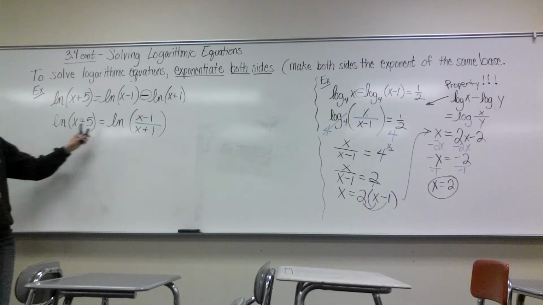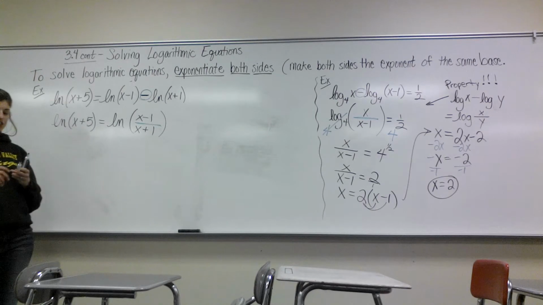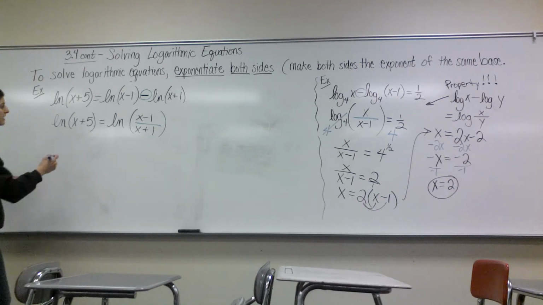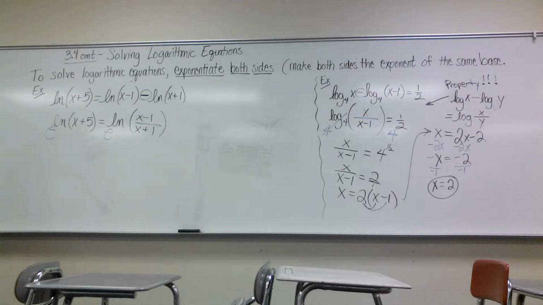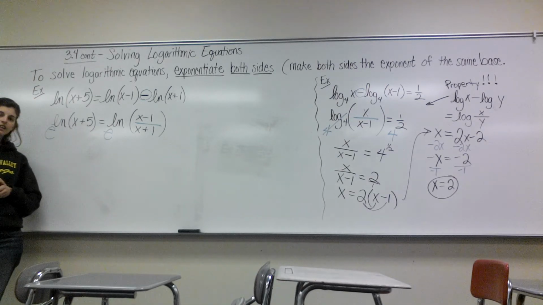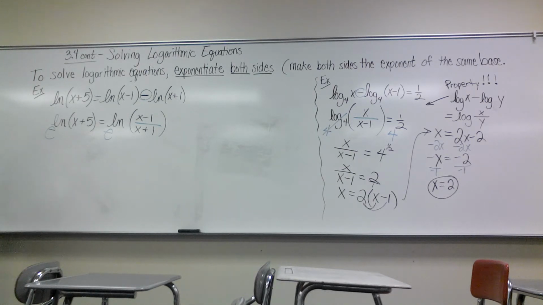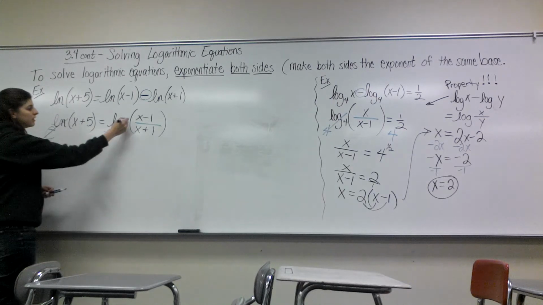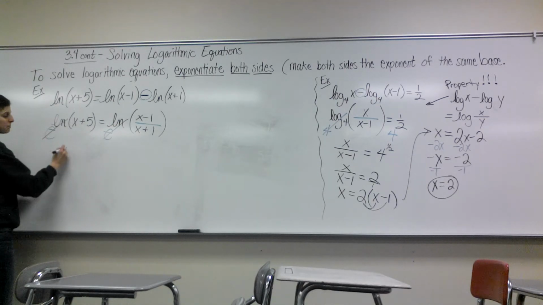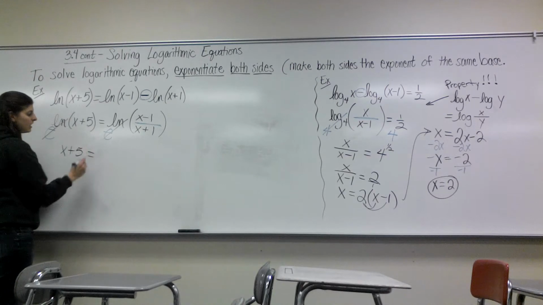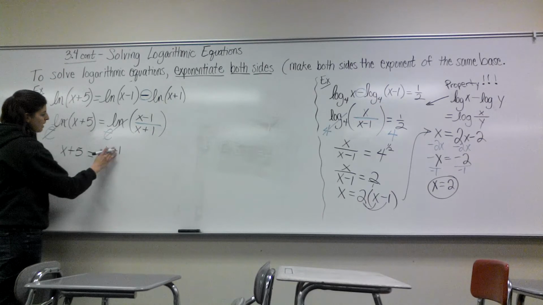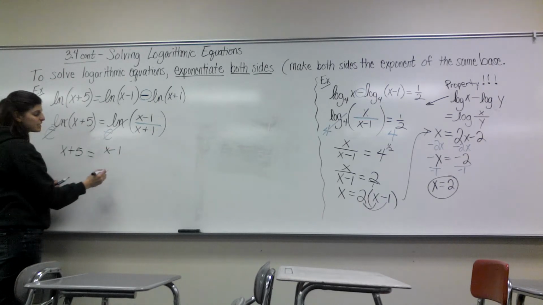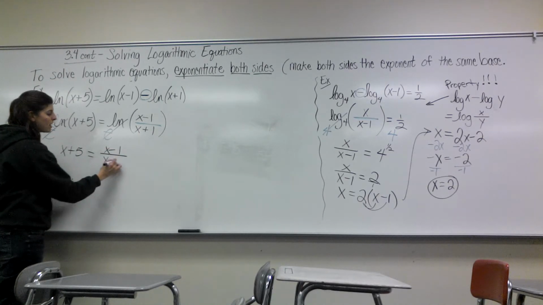Now I have a nice natural log on both sides of the equation. I can exponentiate both sides. Let's do that. So make both sides the exponent of e. Why did I choose e? Because natural log is base e, and I want to exponentiate the same base. So cancel, and you get x plus 5 equals x minus 1 over x plus 1.